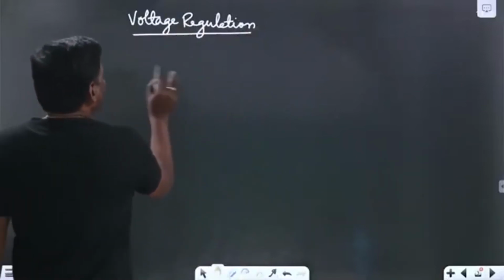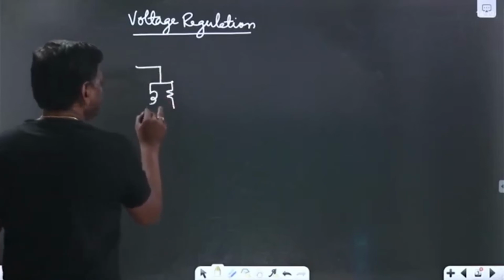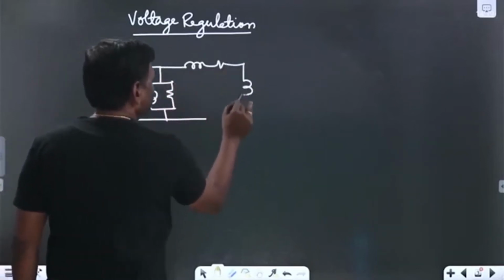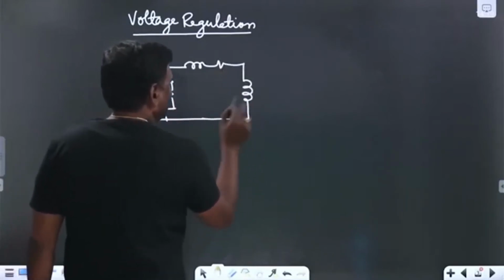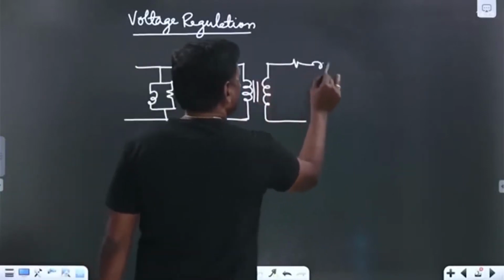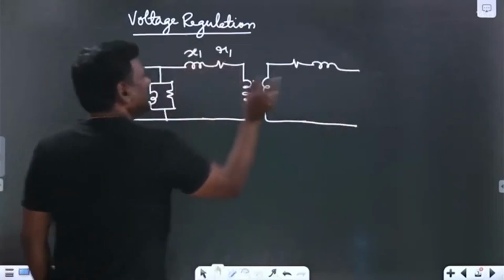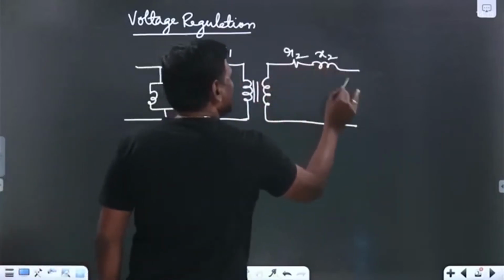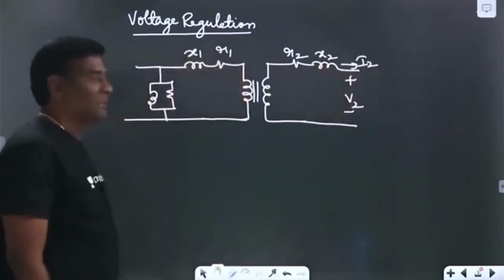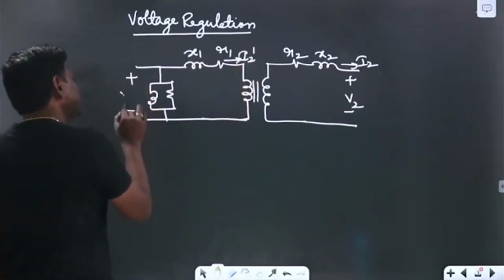Now, see here, the shunt branch, if I keep it here, is the approximate equivalent circuit. This is the transformer. In this, this is R1, this is X1, this is R2, this is X2. So this is going to be V2, this is going to be I2, this is going to be I2 dash, and this is going to be V1.